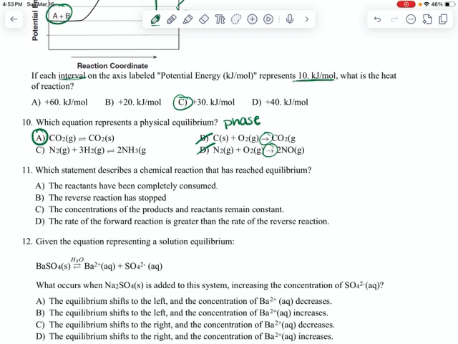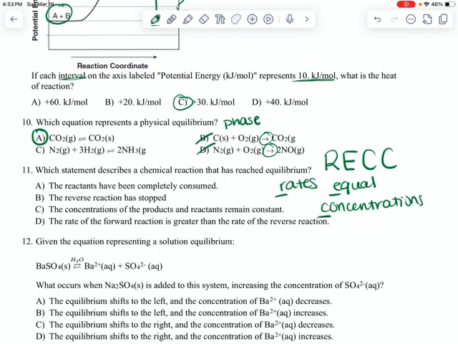So, an easy way to remember equilibrium is this: REACE, or REACES, whatever you want to think. Rates are equal, and concentrations stay constant. Okay. So not this one, not this one. C looks promising. The rate is greater than the rate of the reverse. No, rates are equal at equilibrium, so it is C.